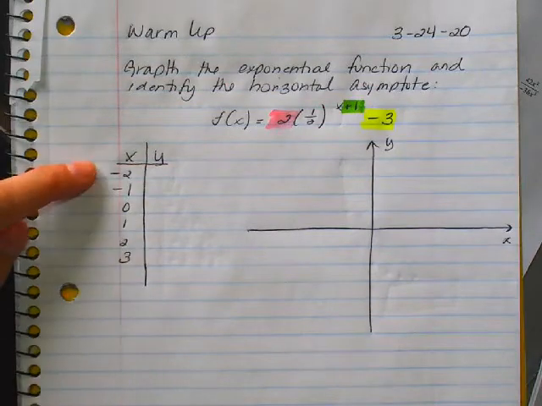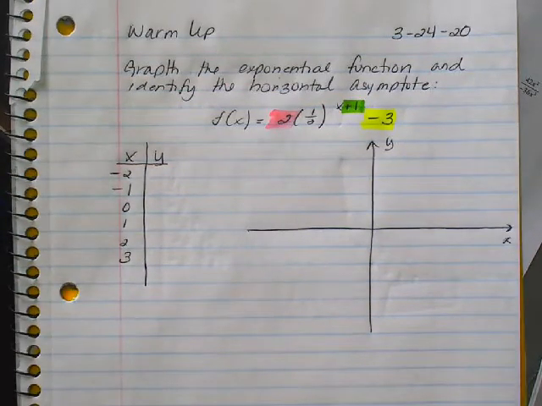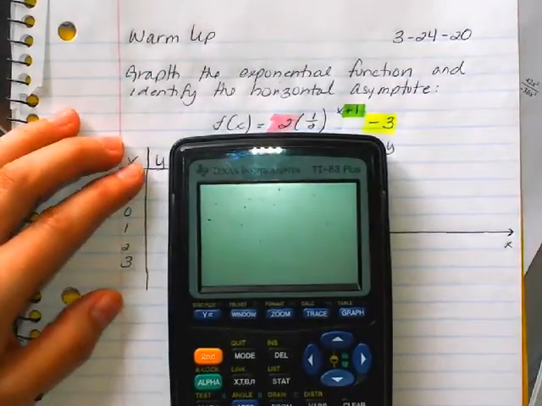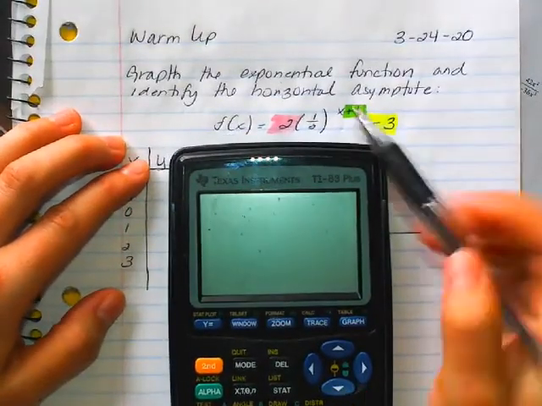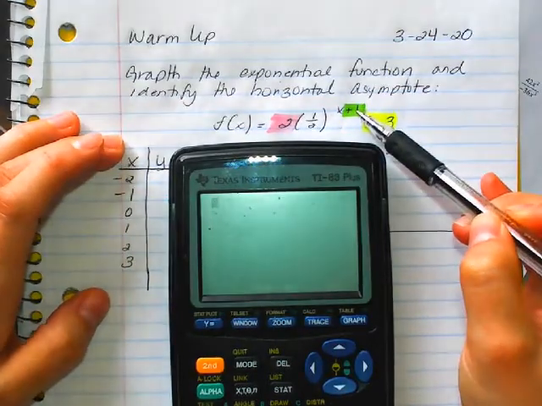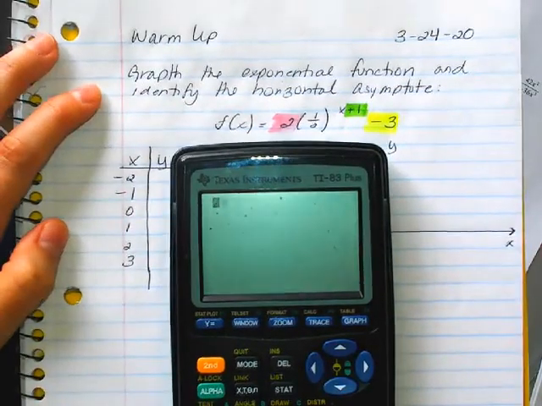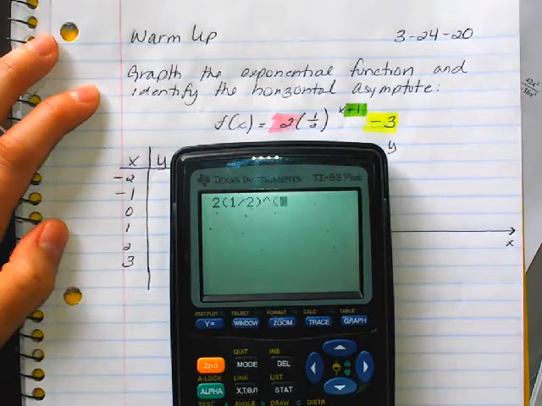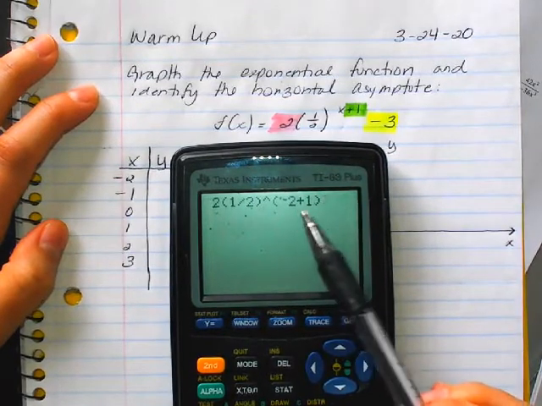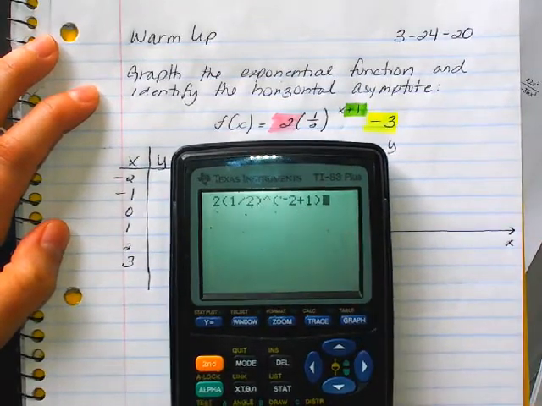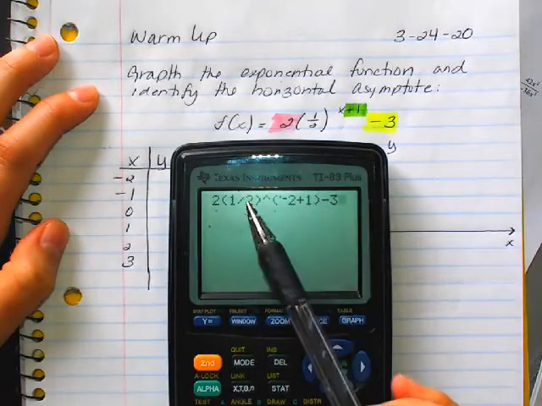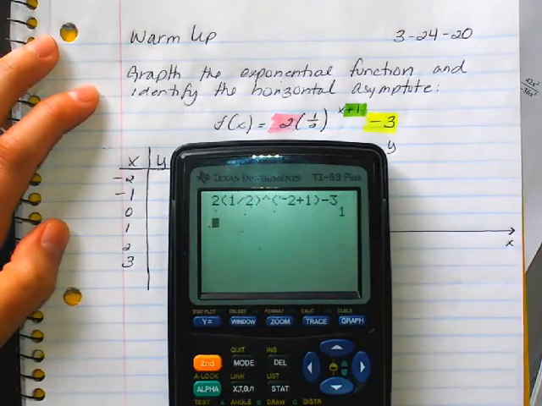Okay, let's go ahead and fill in our table and graph our function. First of all, when you punch this into your calculator, make sure that you recognize that the x + 1 is together inside the exponent. So we would plug this in, 2 times 1/2 raised to the parentheses -2 + 1 power, so that -2 and +1 are located inside the parentheses together. And then the -3 is outside the parentheses, saying we're subtracting 3 from the entire function.